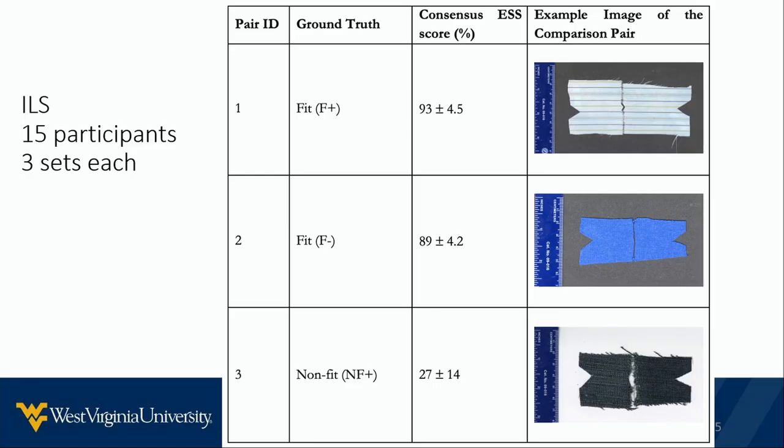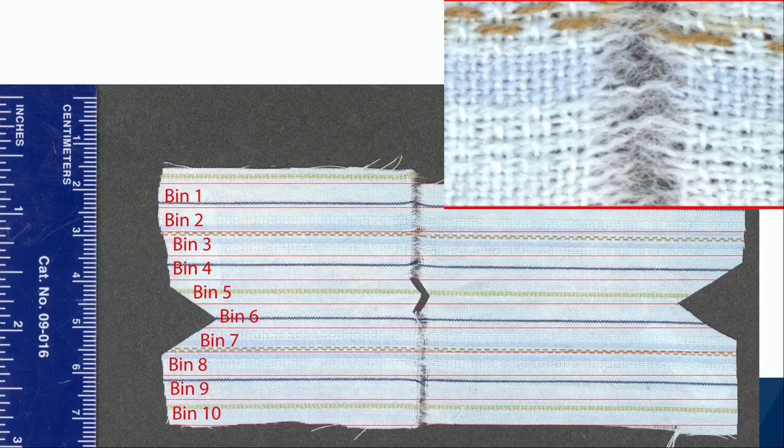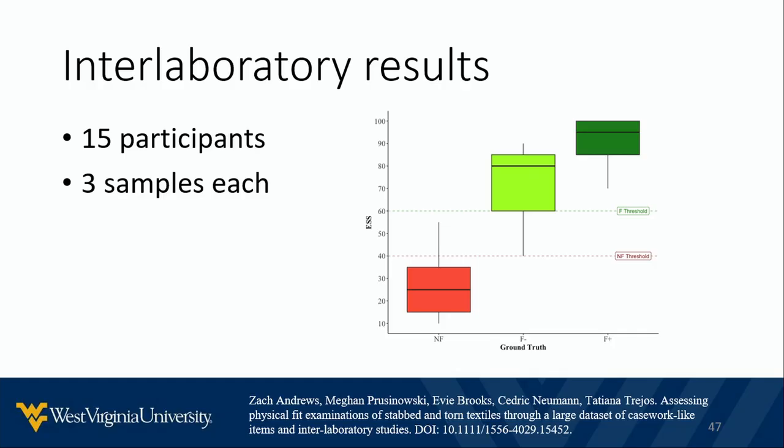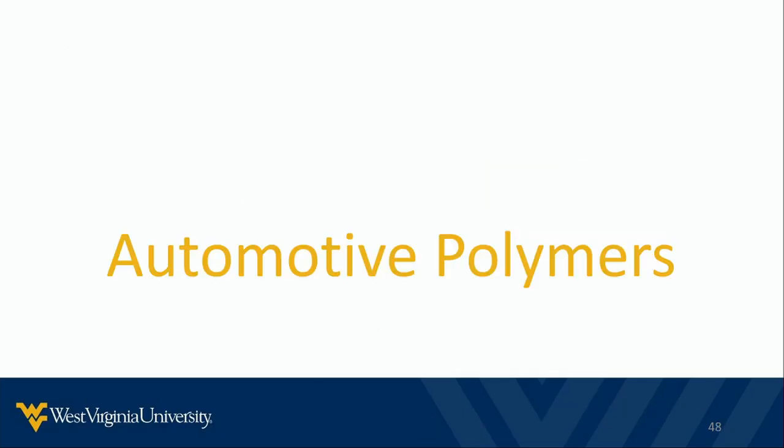The interlaboratory study was also conducted and included a fit of high score, a fit of lower score, and non-fit. And these ones correspond to digital images that they were also able to observe at high magnification. And again, we observed very good consistency on the scores and the reports by all the participants.